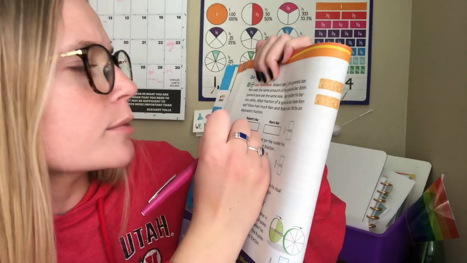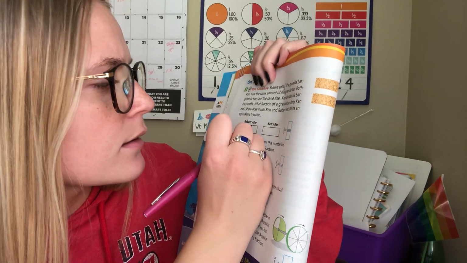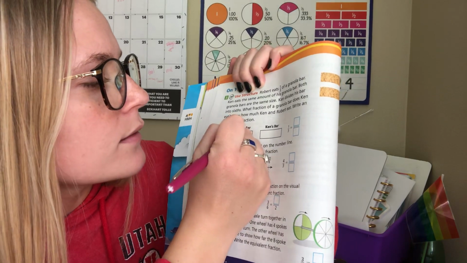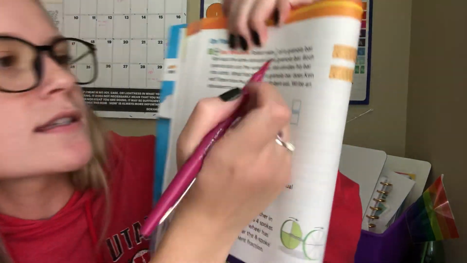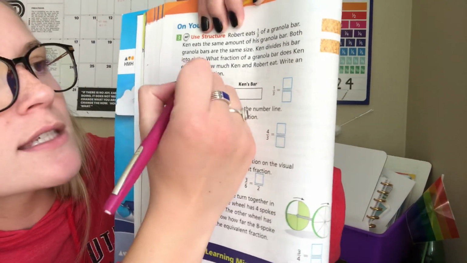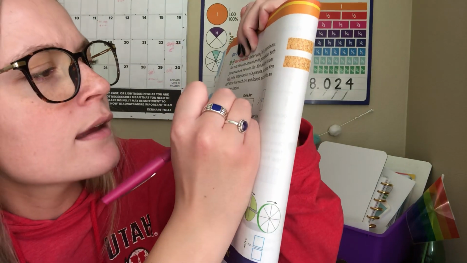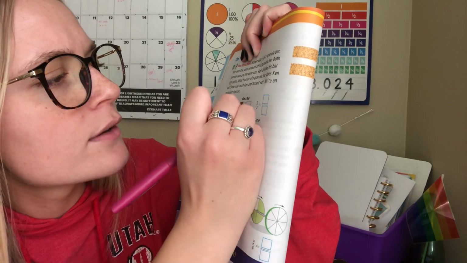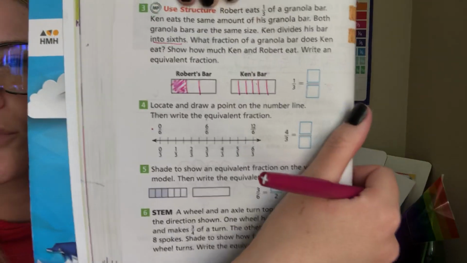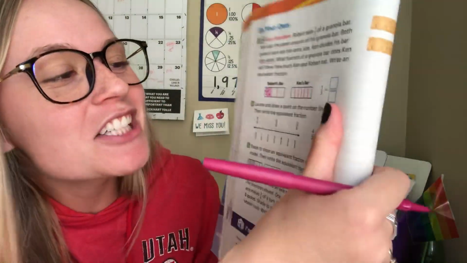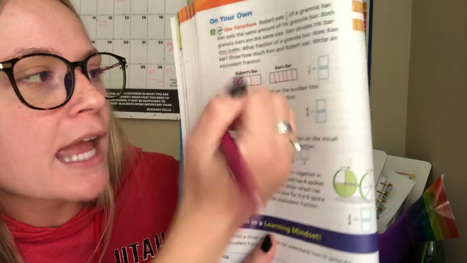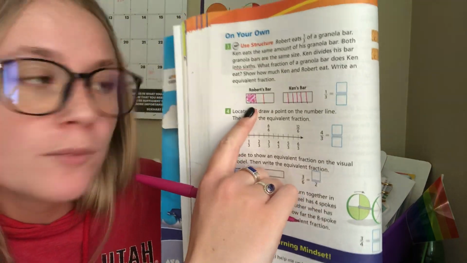So I'm going to cut Robert's granola bar into thirds and shade in 1. Like that. Now I'm going to cut Ken's granola bar into 6 because it says Ken divides his bar into 6. So I'm going to do thirds again and then cut them in half to make 6 equal groups. Now I want to color in the same space as Robert's bar.